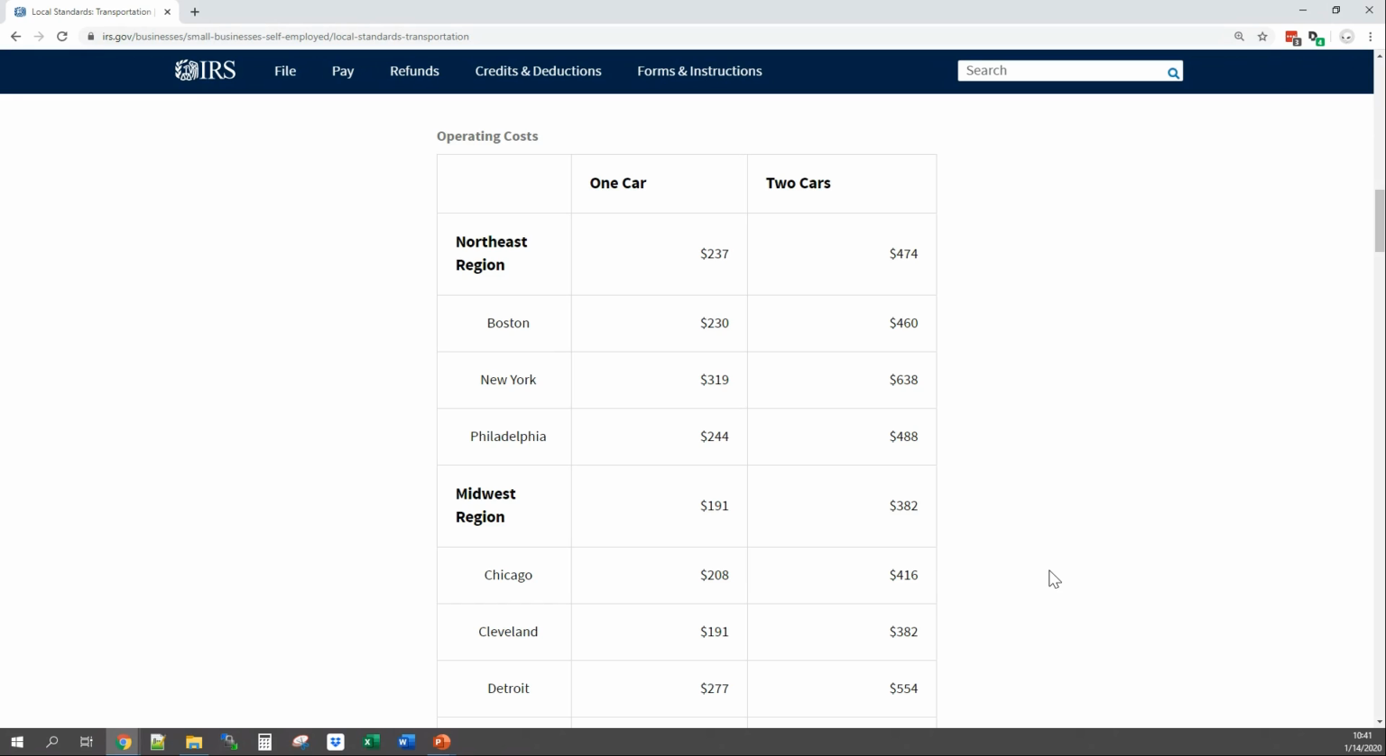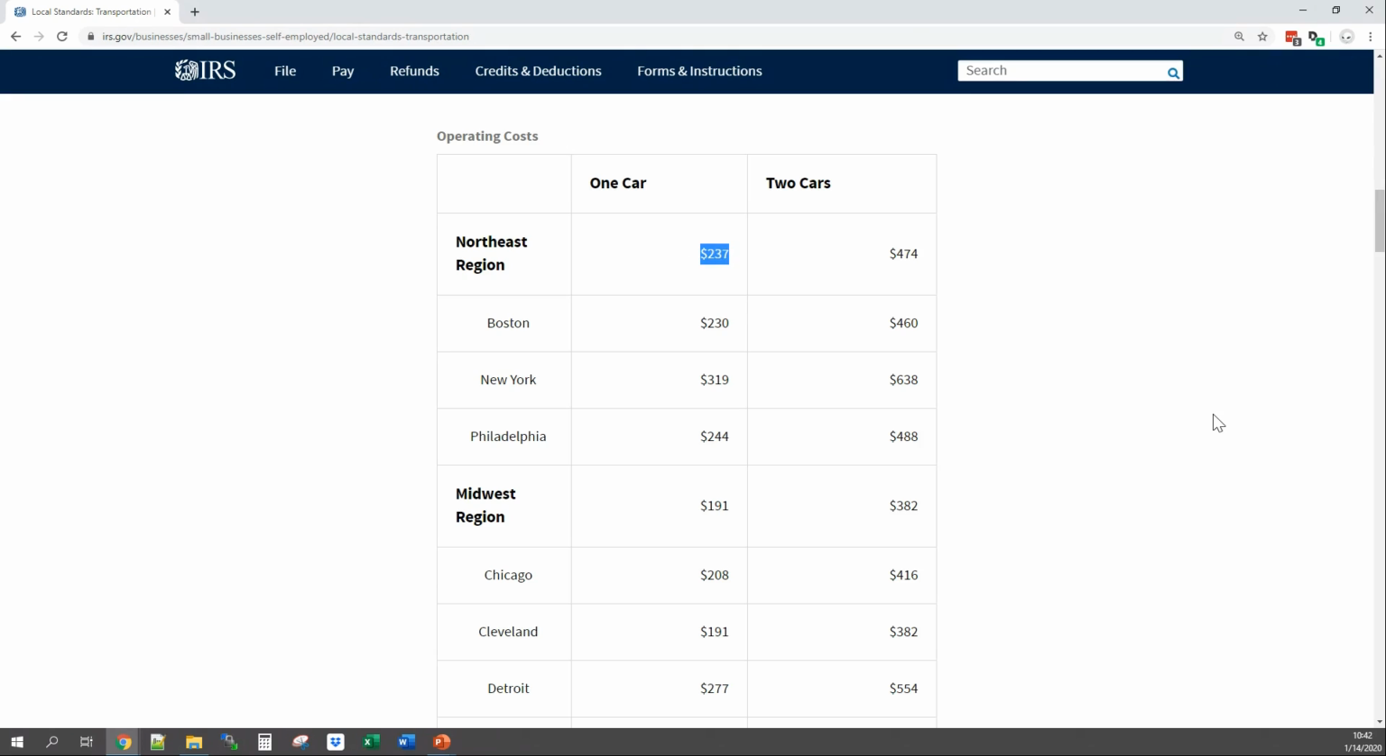What the IRS does is they look at the cost of insurance and gas, primarily, in metropolitan areas, and then within a geographical region of the country but outside of the major metropolitan area. And they will assign different allowable operating costs for those major metro areas that are different from the region as a whole. So, for example, in the Northeast, there is a cap of $237 per car.